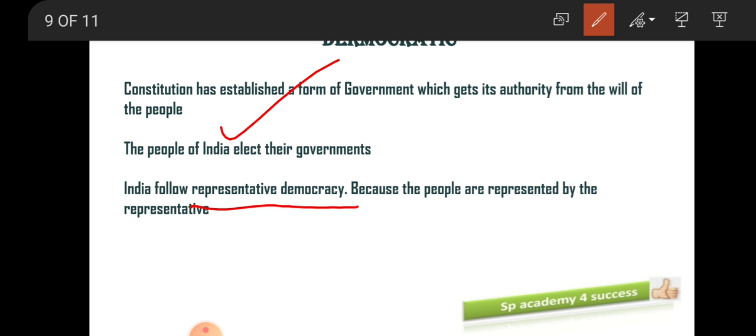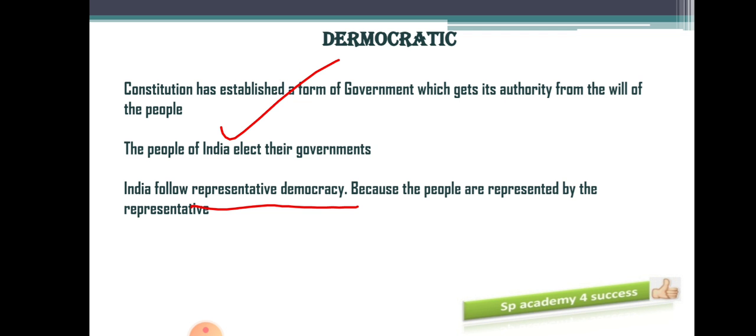So what is the meaning of representative democracy? The representatives are selected by the people. Clear? Like when we have an election, every person who is above 18 years has the right to vote. They will vote, they will elect the people. Our MPs and MLAs are elected by us only. All the politicians are elected by us. This is called representative democracy. Right? Yes, the representatives are selected by the people. This is called representative democracy.